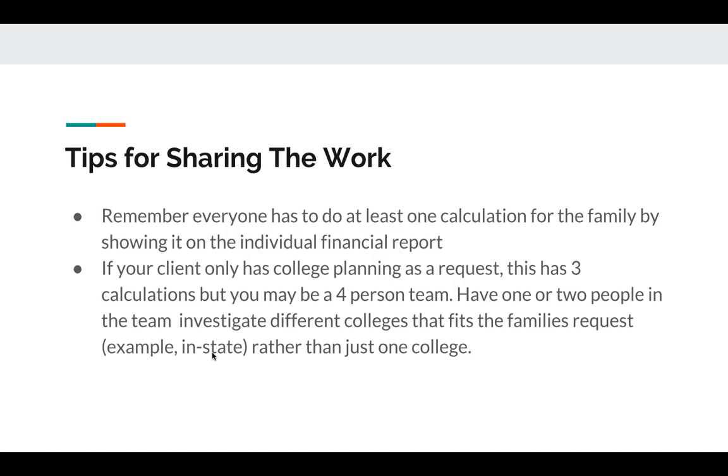But you may be a four-person team. And so in that instance, I recommend you have one or two people in the team investigate different colleges that fit the family's request. Example, a lot of families said they wanted an in-state college. That's a lot of different colleges rather than just one. If you are a three-person team, you could still do that too. That makes you more attractive to the client because they have more options to look at as far as college planning. Hope that helps.